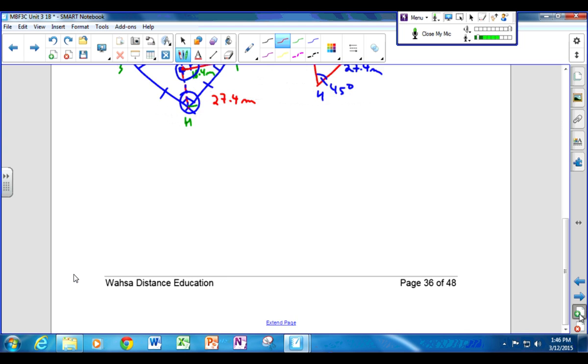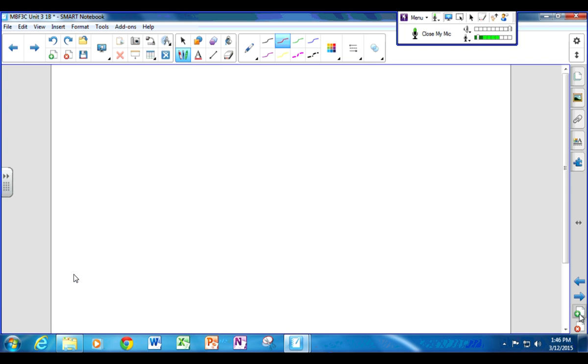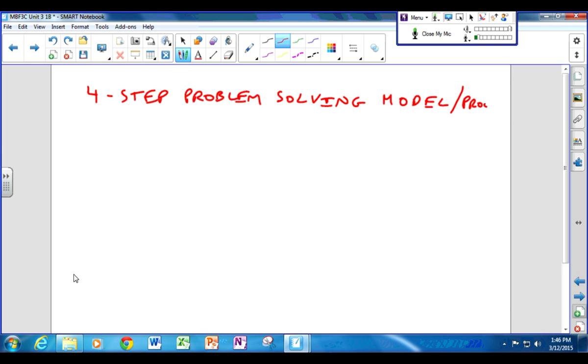One thing I want to talk about though, just as we're getting ready to wrap this up, is the 4-step problem solving model. We talk about it quite a bit. Okay, I call it the model. Some places it's called the process. And if you go online and just type 4-step problem solving into Google, you'll find all sorts of resources about it. And it's all pretty good, right?